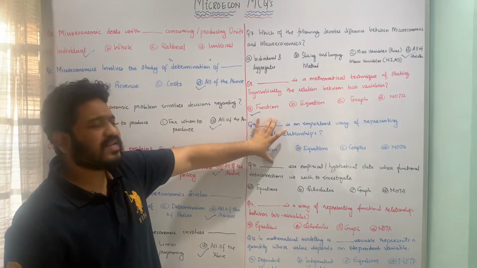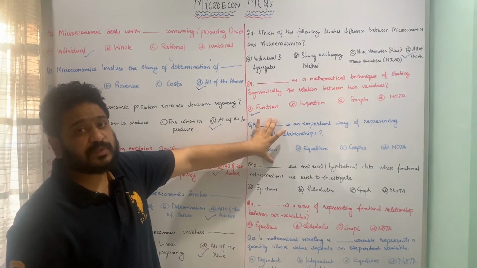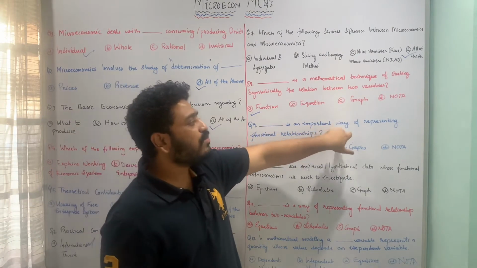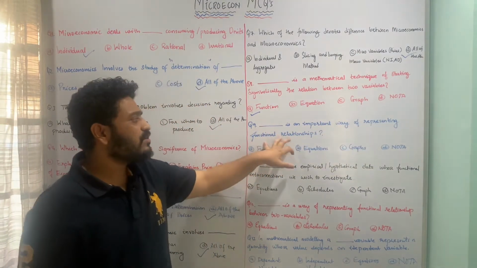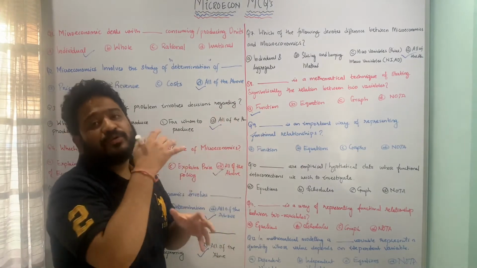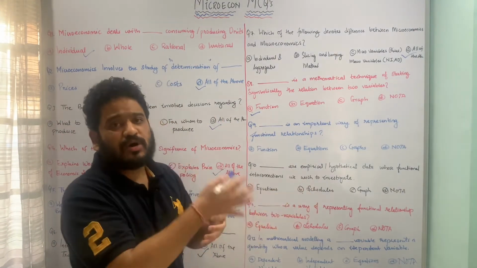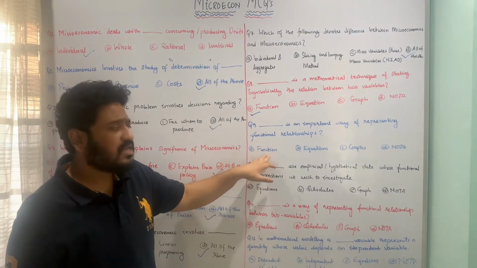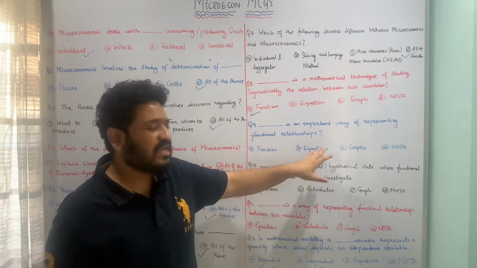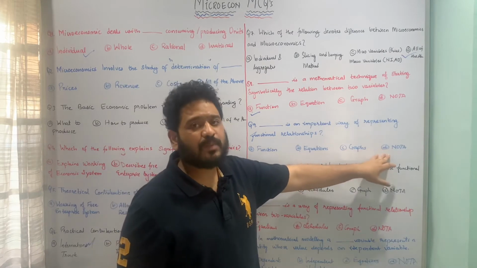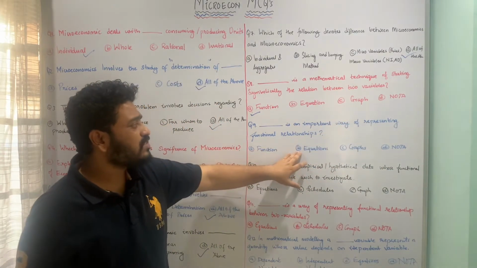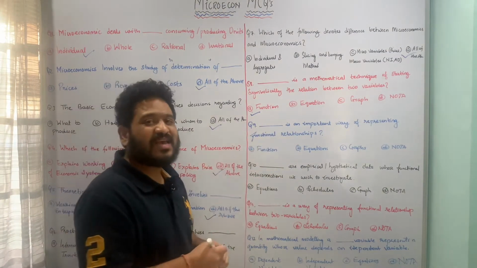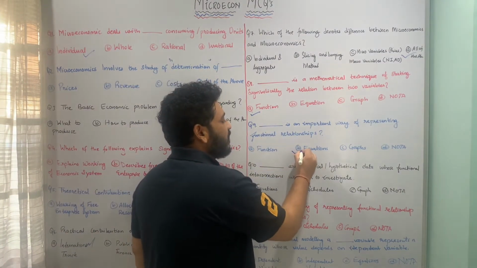Let us now move to the next question with respect to tools for economic analysis. Dash is an important way of representing functional relationships. How do you represent functional relationship? What do you call such an arrangement? Whether you call that arrangement functions, equations, graphs, or none of the above. So here equations are an important way of representing functional relationships, and therefore option B is the correct answer.